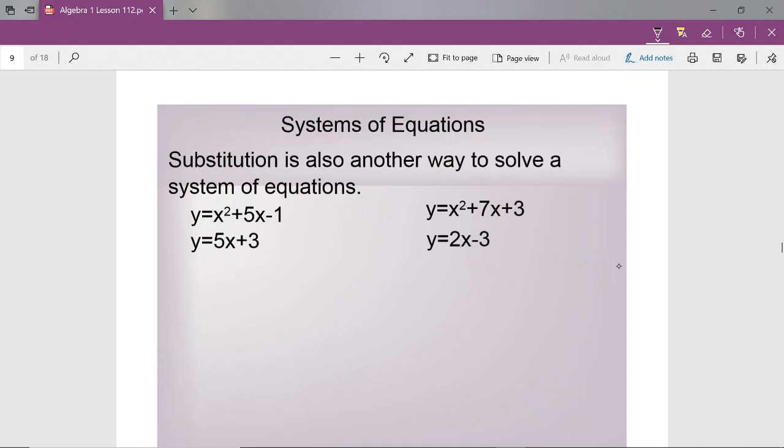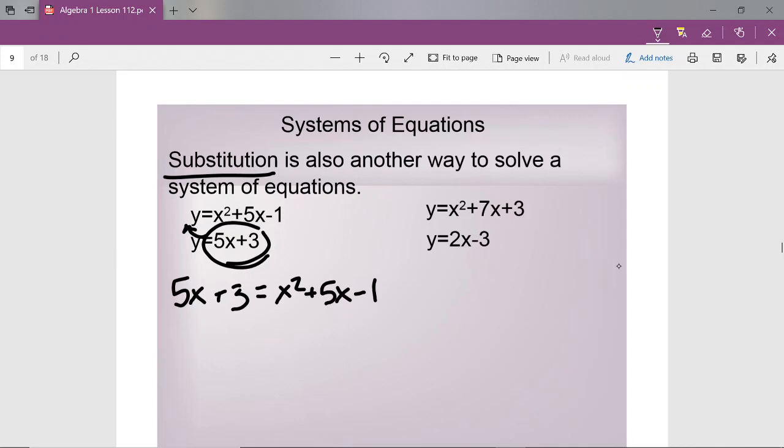So algebraically is another way to go. And just like we learned with linear equations, not that difficult. We're going to use substitution this time, just like we would with linear equations. We have one of the variables by itself, and we can plug in the information. So I'm going to plug in 5x plus 3 into this y, so that I have 5x plus 3 equals x squared plus 5x minus 1.